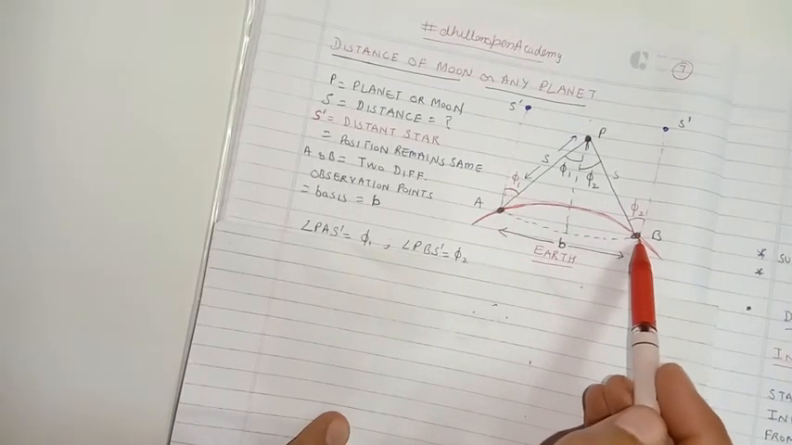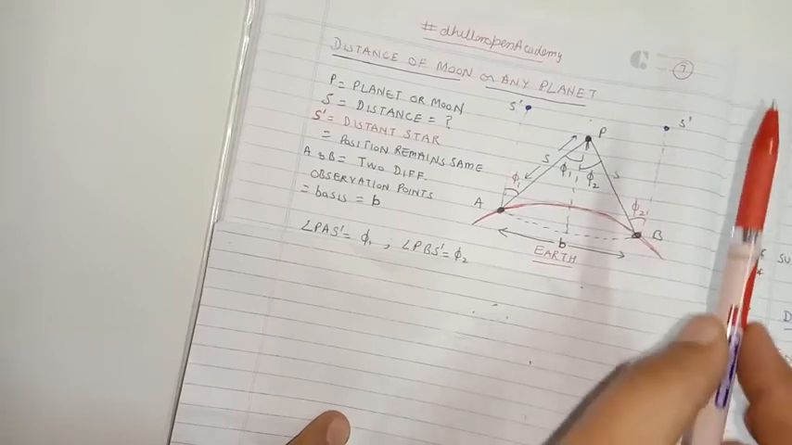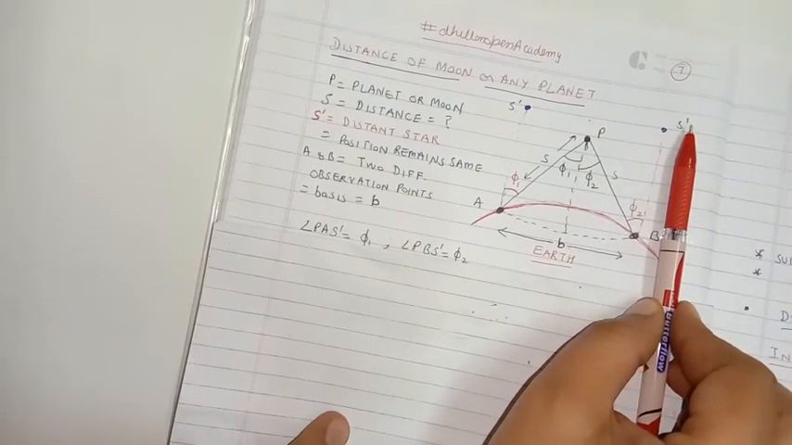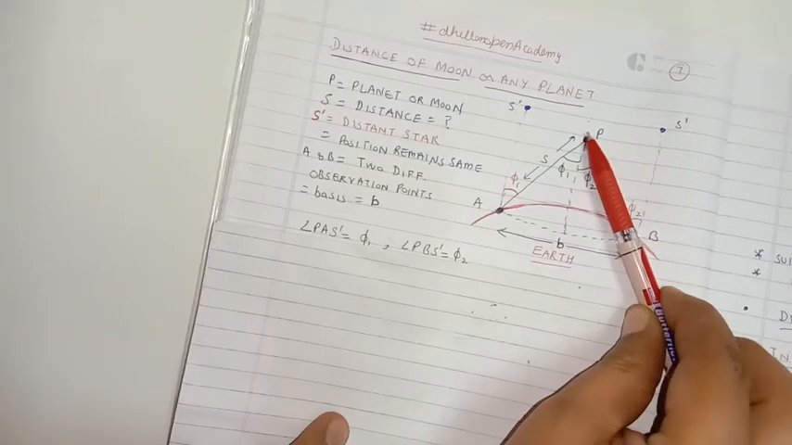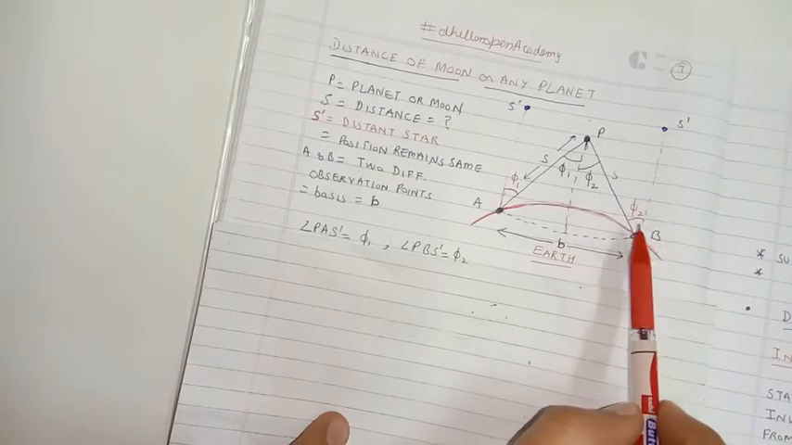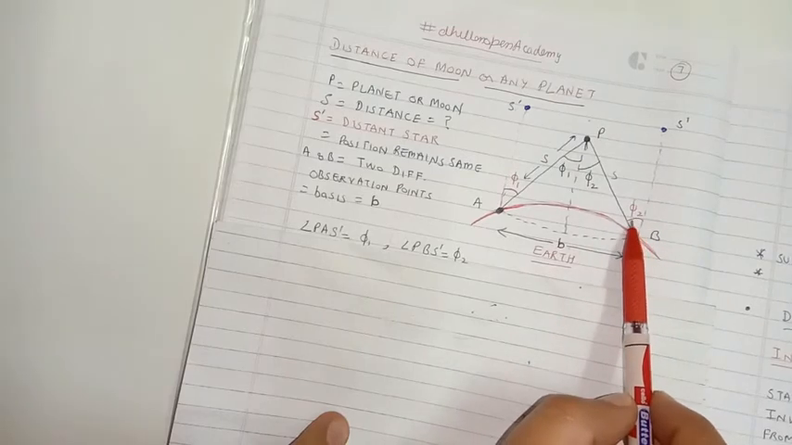Similarly, at the point B, we repeat the same procedure. We first focus the telescope at the star S dash, and then we shift it towards the planet or the moon P, and then again we measure this angle phi 2.